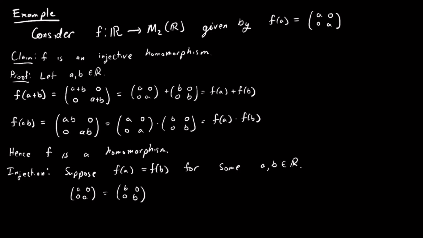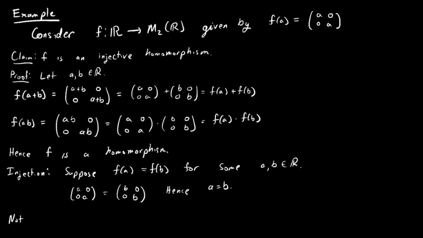And what does it mean for two matrices to be equal? It means all their entries are equal. So namely, their 1,1 entries are equal, their 1,2 entries are equal, their 2,1 entries are equal, and their 2,2 entries are equal. So we can say, hence, a is equal to b. Okay, so we've shown that f(a) equal to f(b) implies that a is equal to b, and so f is an injection.